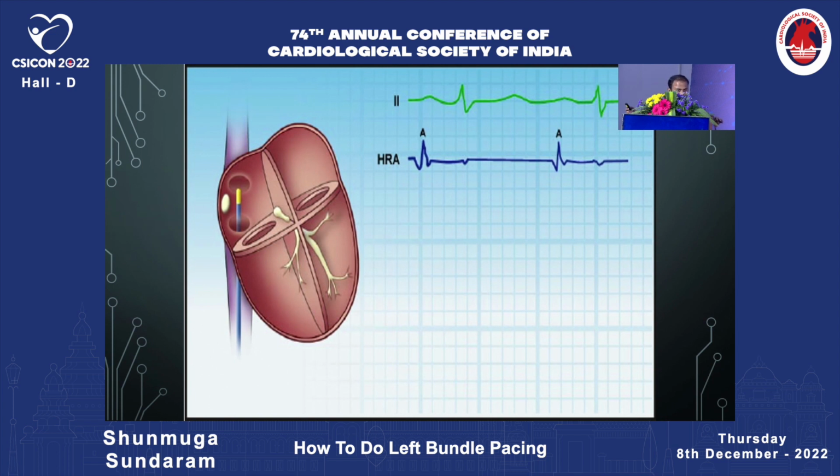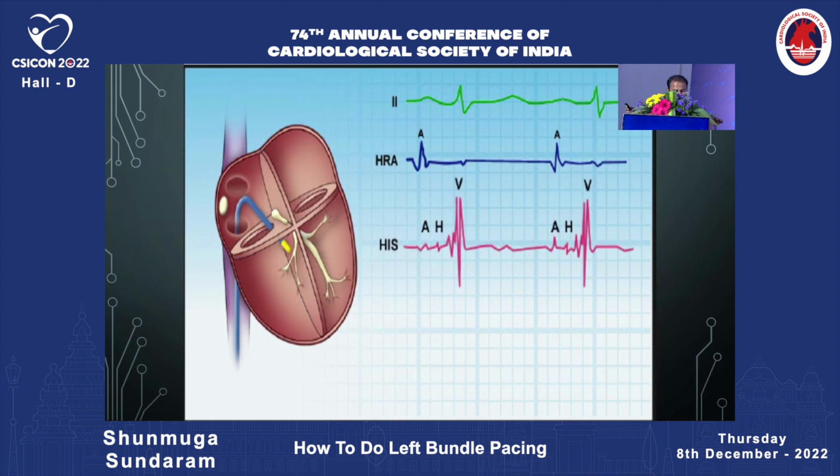When you place a catheter in the atrium, it's going to generate an atrial electrogram. When you place it across the His, since the catheter is right across the tricuspid leaflet, you'll be able to get three potentials. First one is the atrial potential, second one is the sharp His potential, by which you can identify the His bundle, and the third one will be the large ventricular electrogram.